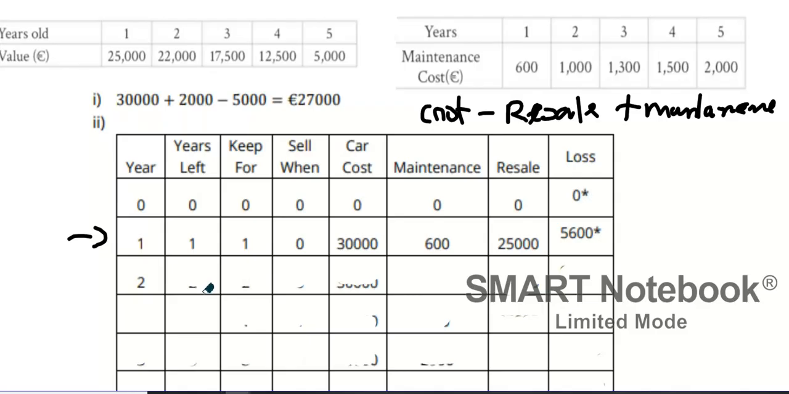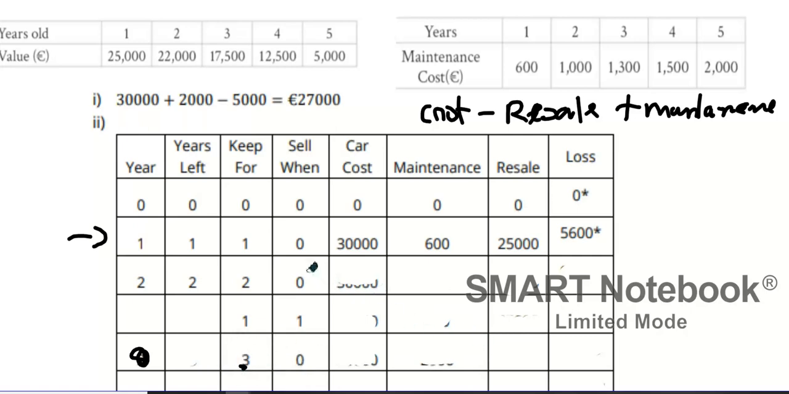Now, next one. 2 years left on your contract. You have a choice. You can keep it for 2, and so you can keep for 2 and sell right at the end. Or you can keep it for 1 and sell it when there's 1 year remaining. That's your 2 options. 2 and 0, 1 and 1. Why doesn't 0, 2 make sense? 0, 2 means you don't keep it at all. You literally get it and give it back. You don't actually keep it at all. So there is no 0, 2. 0, 2 would simply not make sense.